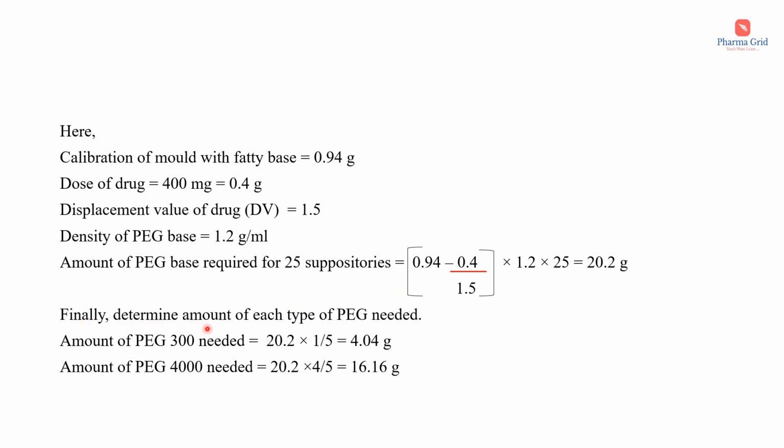Now finally determine the amount of each type of PEG needed. The amount of PEG 300 needed will be 20.2 into 1 by 5, because PEG 300 is present as one part. So 20.2 into 1 by 5 will be equal to 4.04 gram. So 4.04 gram of PEG 300 will be needed, and the amount of PEG 4000, it is present as 4 parts. So 20.2 into 4 by 5 is equal to 16.16 gram. So this is how we got the answer.